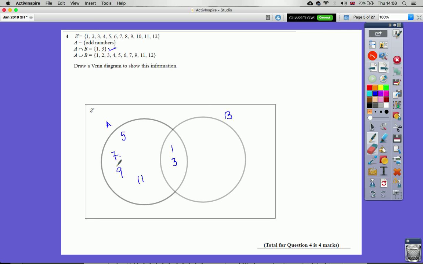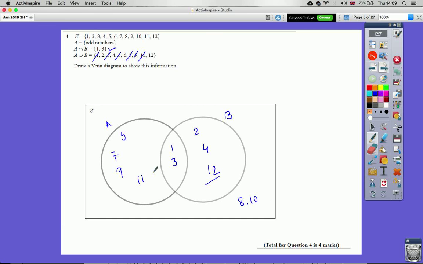Now when you combine A and B, you will have 1, 2, 3, 4, 5, 6, 7, 9, 11, 12. I've got 1 there, so 2 must be in B. So let's see what are the numbers I've got there. I've got 1, 3, 5, 7, 9, 11. So the remaining numbers are 2, 4 and 12. Now let's see which of the numbers have been left out. We don't have 8 here, or we don't have 10 here. So 8 and 10 will go outside these two circles.